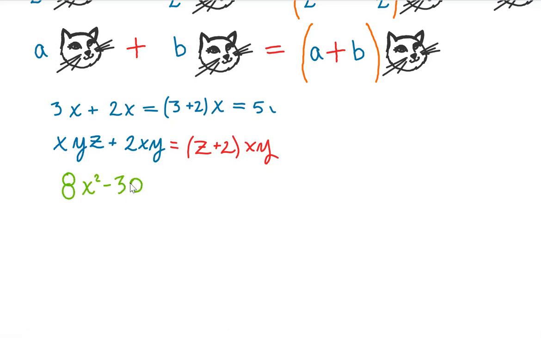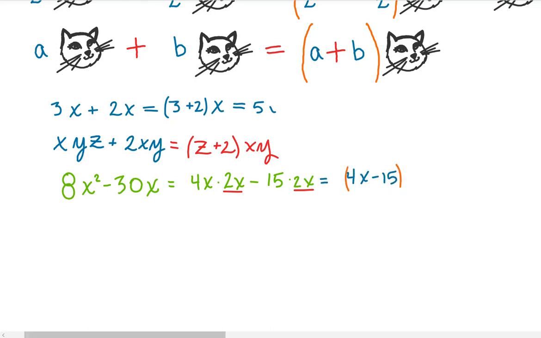Next, let's look at 8x squared minus 30x. 8x squared is 4x times 2x, and minus 30x means minus 15 times 2x. So 2x is the common term. Extract the 2x, and we're left with 4x minus 15, all times 2x. By the way, since multiplication is commutative, you can extract the 2x first and write the 4x minus 15 last.